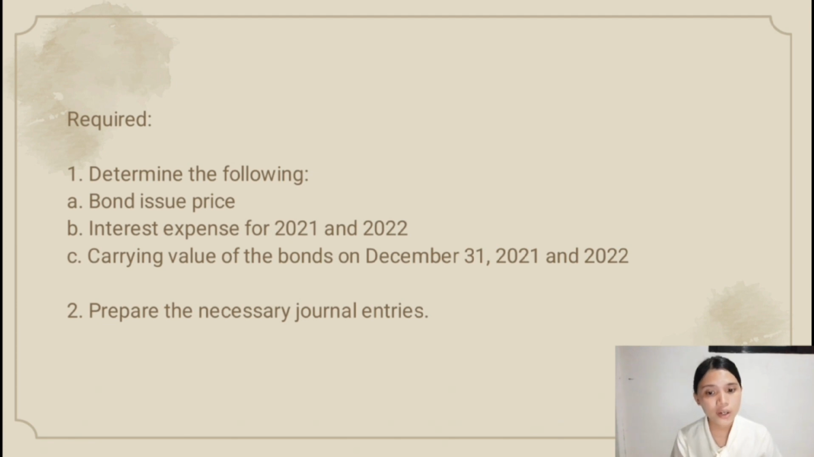And the third is the carrying value of the bonds on December 31, 2021 and 2022. And last, we are required to prepare the necessary journal entries. So first, we're going to compute the bond's issue price. Since the interest is payable semi-annually, the present value factor should be determined using semi-annual interest at 10 semi-annual periods. So that is 5 years times 2.